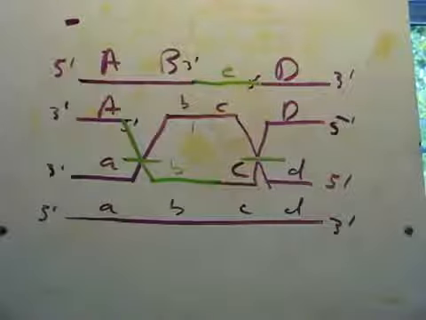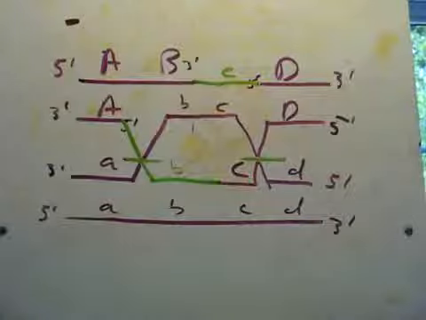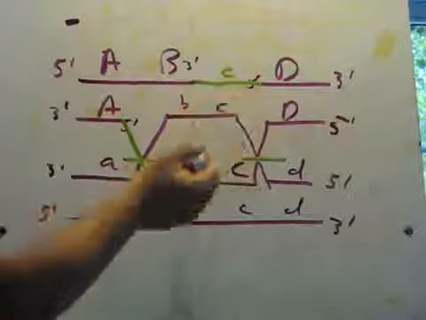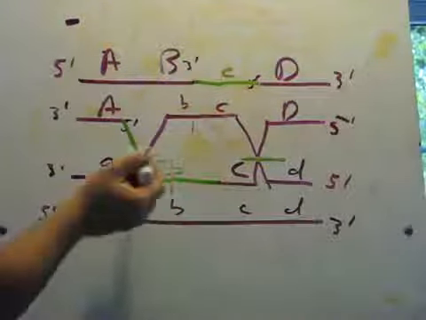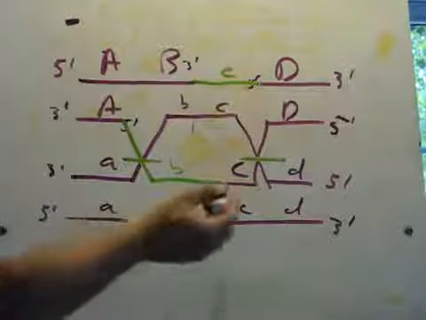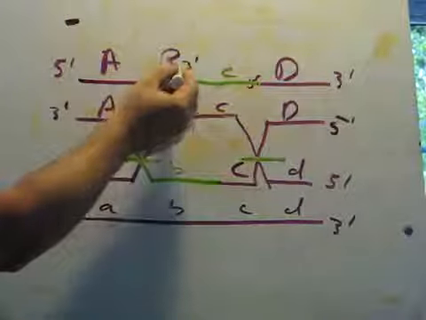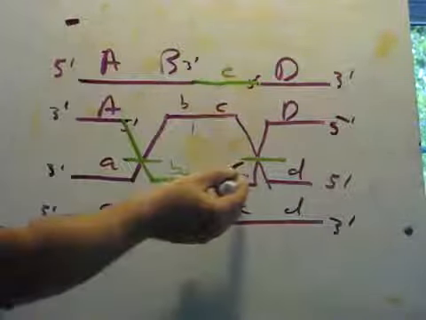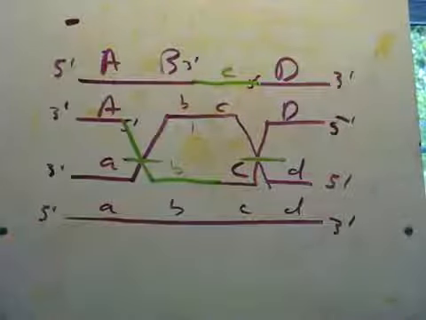And that leads to non-crossing over, but importantly, we still have these events of gene conversion here and gene conversion here. And if the heteroduplex gets resolved, where this, say, for example, big B gets turned into a little b, or this big C gets converted into a little c, that would be another example of gene conversion.